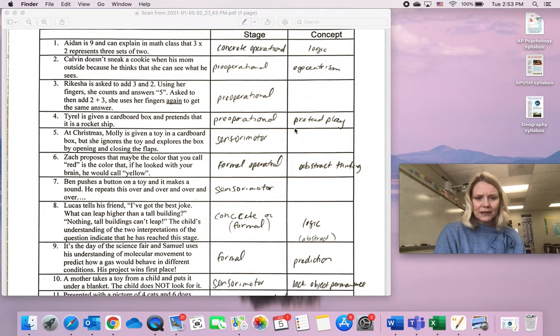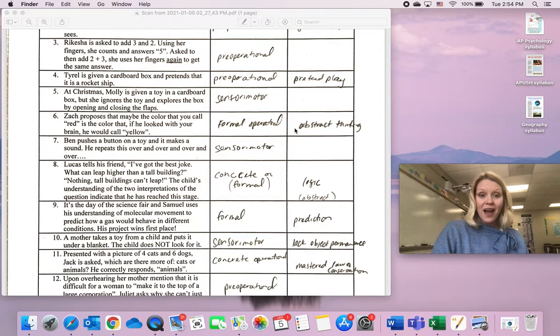Ben pushes a button on a toy and it makes a sound. He repeats this over and over and over and over. This is sensory motor. Again, that action and the sensation, that sense of hearing or touching or whatever it happens to be.